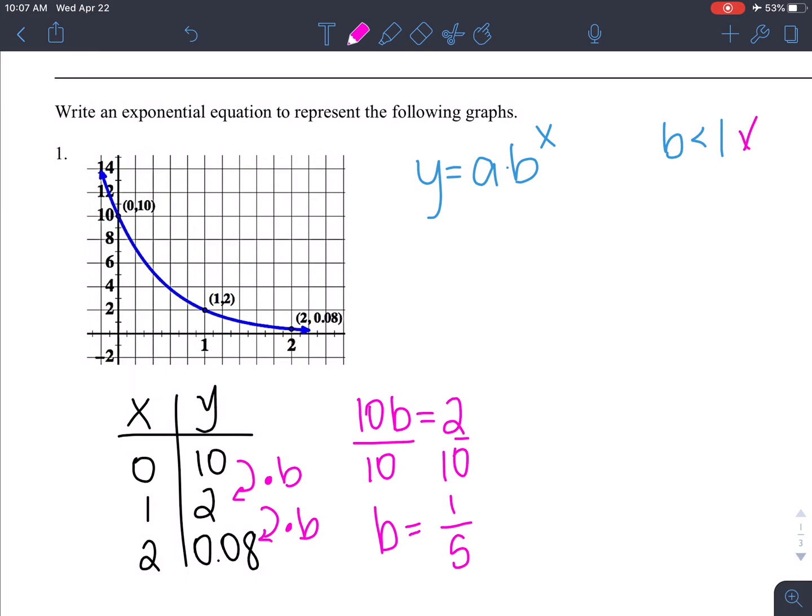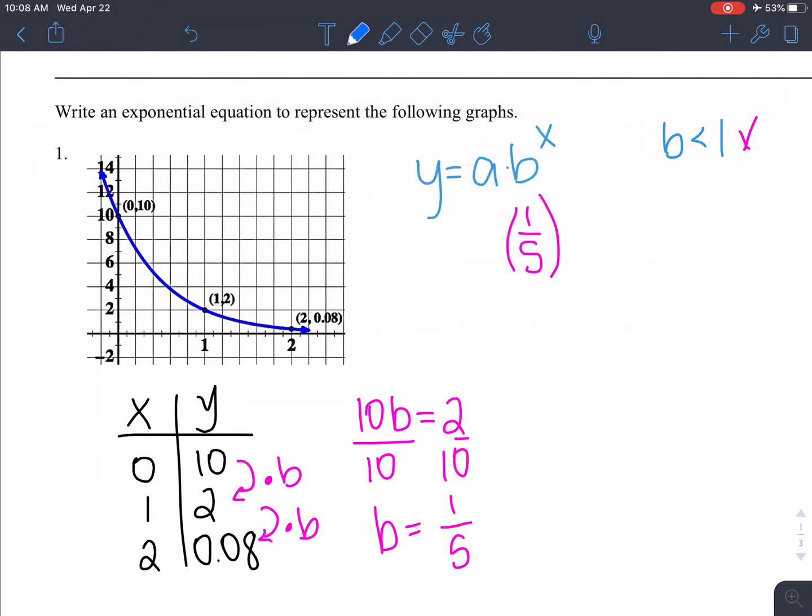A lot of people, the most common mistake is they see 10 and 2, and automatically our brains think, oh, that's times 5, and we make that our base. If our base was 5, this function would be increasing, going further away from our horizontal asymptote. So use that kind of double checking yourself to make sure that you're not making a small mistake. That's actually a huge mistake.